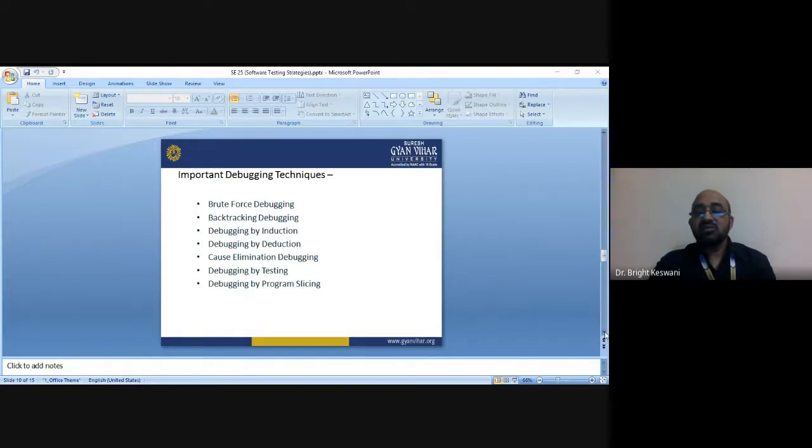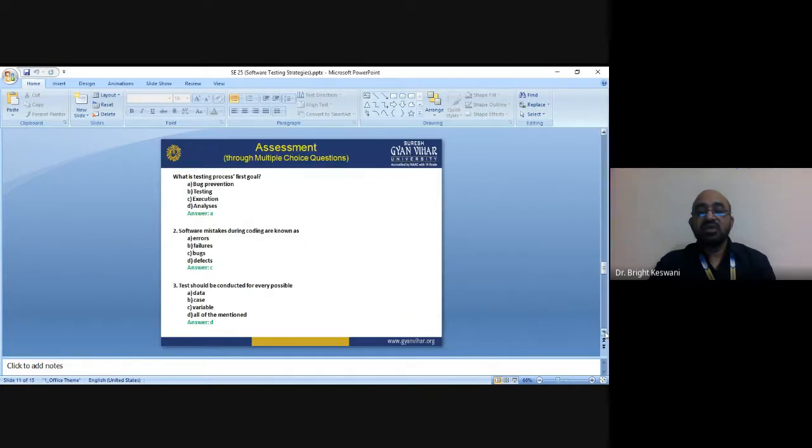These are the very important concepts we have discussed, and now this is the time for self-assessment, first through multiple choice questions. The first question is, what is the first goal of the testing process? Bug prevention, testing, execution, or analysis? Bug prevention is the first goal of the testing process.